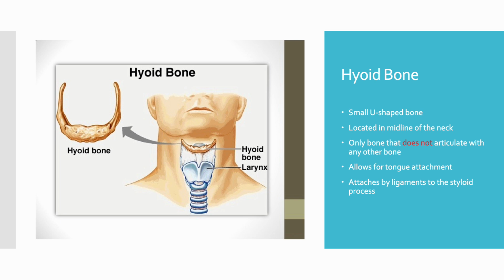And it is attached to the styloid process, that little stick part that sticks out from the bottom of your temporal bone. It attaches to that by ligaments, not bones. When you swallow, if you put your fingers on your throat, you can feel something move up and down. That is your hyoid bone.